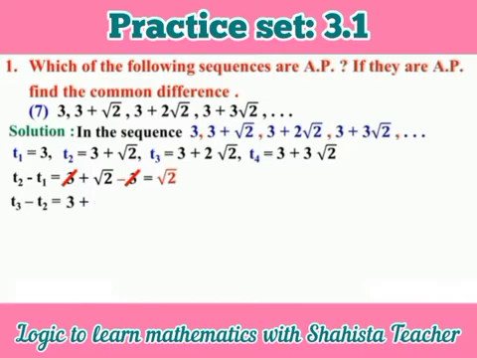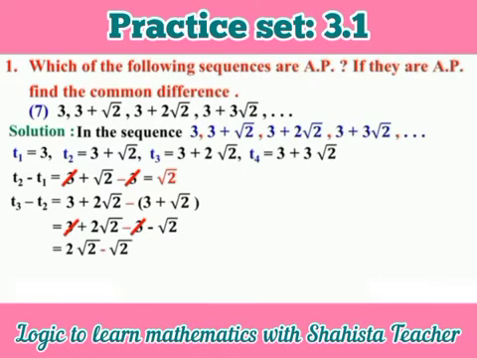T3 minus T2, so T3 is 3 plus 2 root 2 minus T2, which is inside bracket 3 plus root 2. So here 3 plus 2 root 2 minus 3 minus root 2. So again positive 3 and negative 3 get cancelled. So here we get 2 root 2 minus root 2. So we get here only one single root 2.